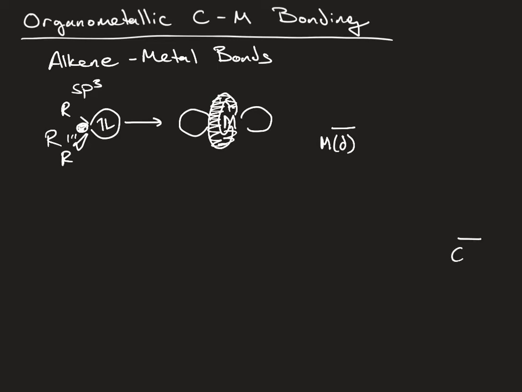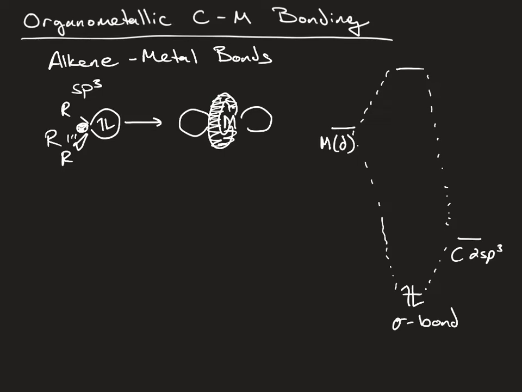Here, your interactions are between your metal d orbital and the carbon 2sp3, forming a bonding and an anti-bonding type orbital with the two electrons in that bonding type orbital, which is a sigma bond.